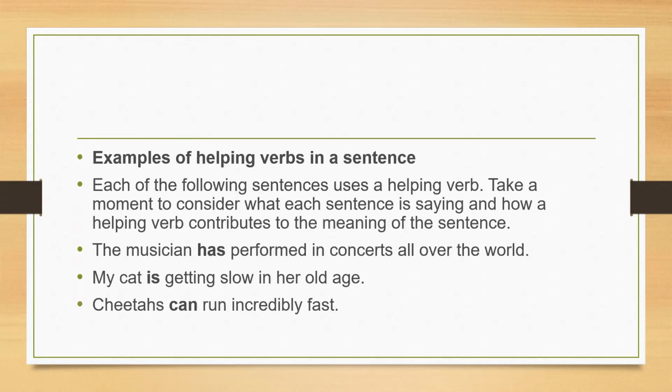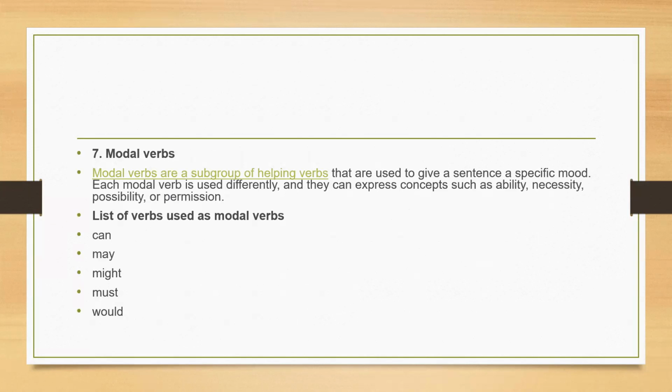Now, what are examples of helping verbs? The musician has performed in concerts all over the world. My cat is getting slow in her old age. Cheetahs can run incredibly fast. So these are some helping verbs. In the first sentence, the verb has been used. In the second sentence, present continuous. And in the third, can verb. Now, what are the modals? Can, may, might, must, would. These are the modals.